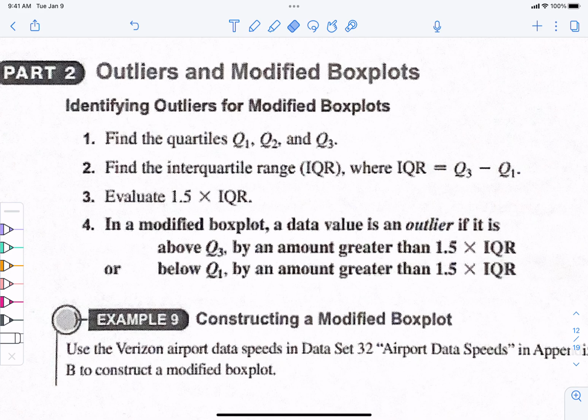They have an actual definition for outliers. You can't ask questions, otherwise I'm going to go over time. They have an actual definition for an outlier, okay? So identifying outliers using the definition. Here's the way this works, all right?